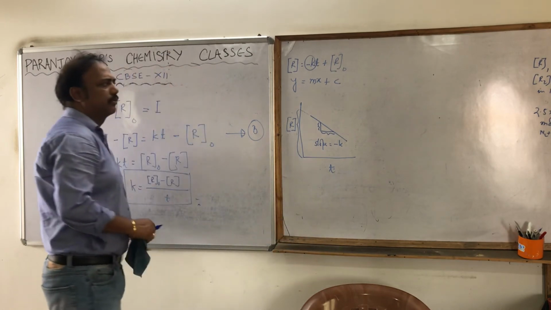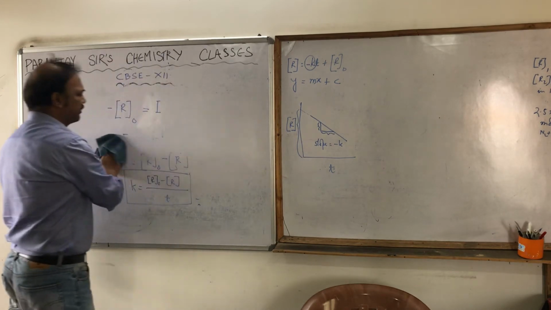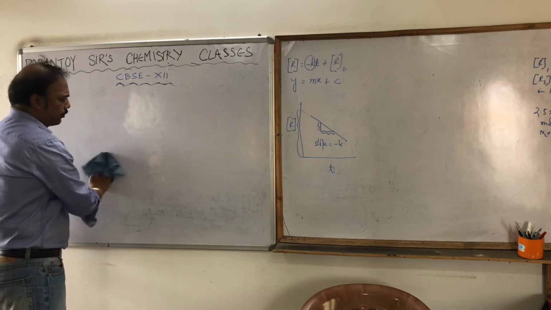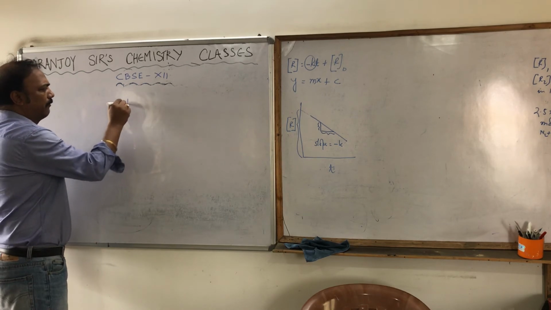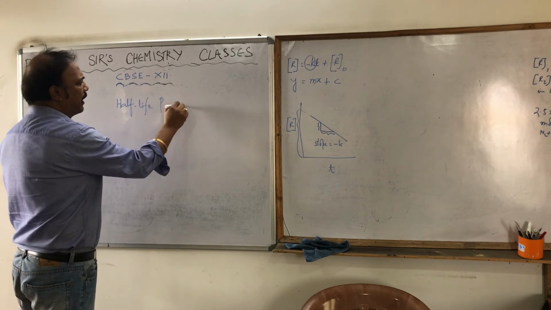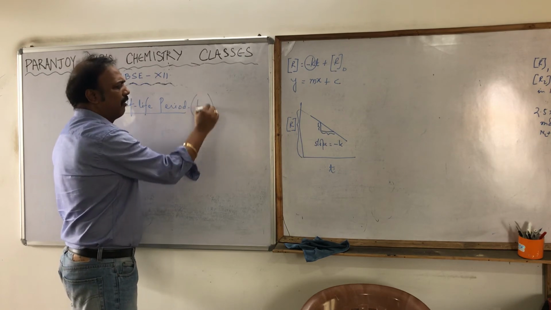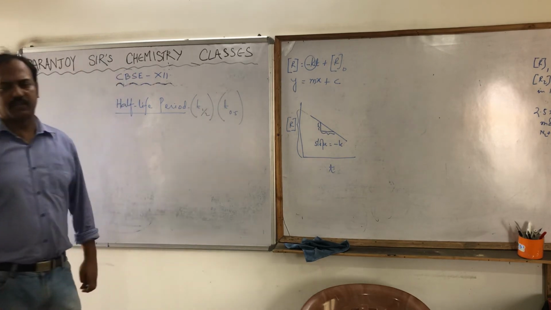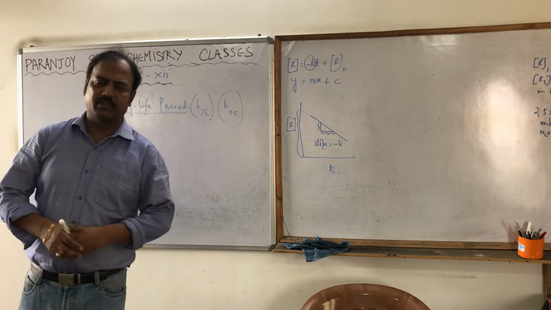One more term we must know about the zero order reaction is the half-life period. First we did the expression of K, then the graphical representation, and the next one we are going to do is the half-life period of the zero order reaction. It is expressed as T half, or in some books you can find it as T 0.5, the same thing, that is the half-life of a particular reaction or process.